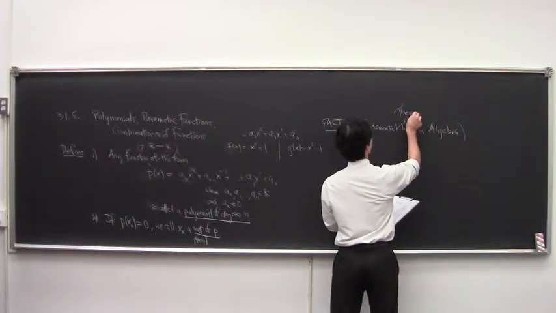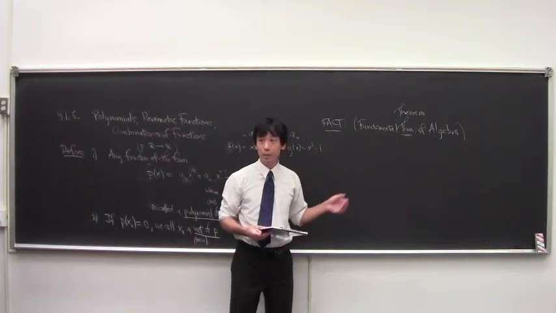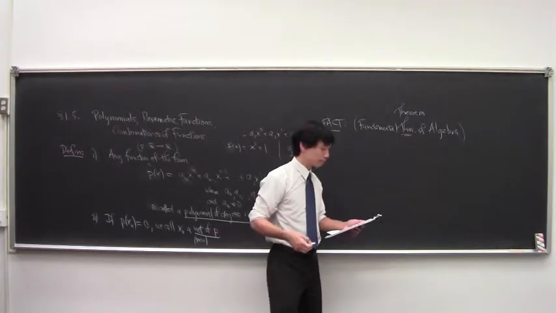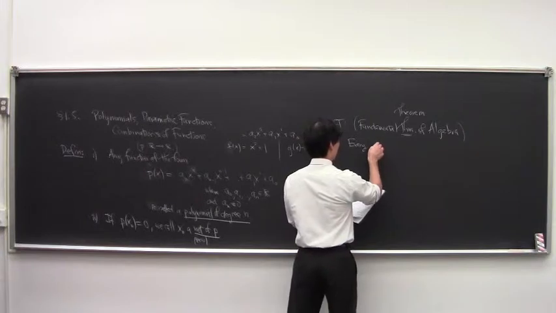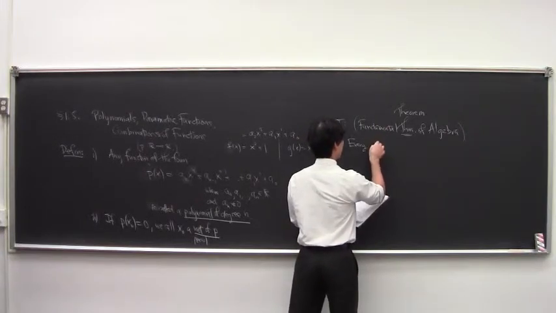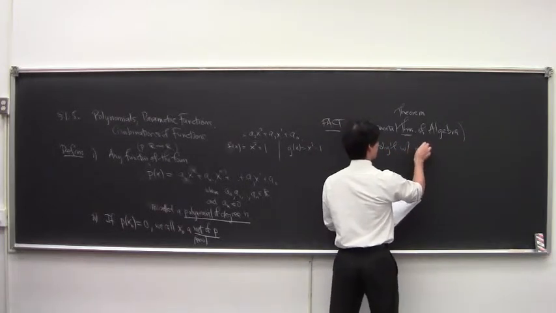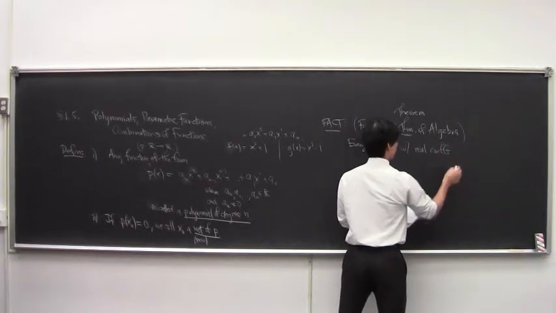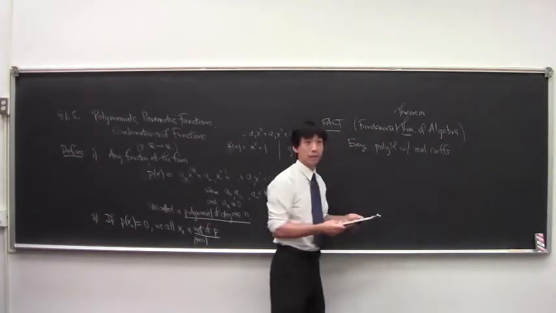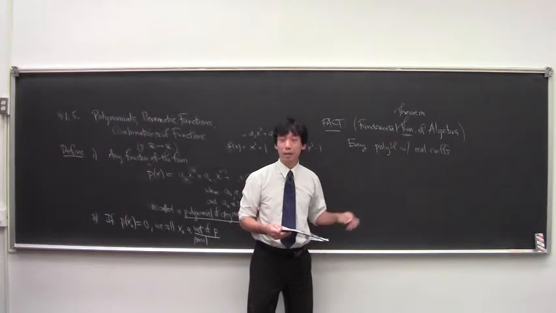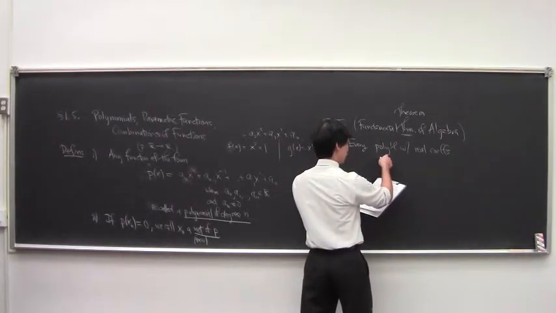Fundamental theorem, abbreviated theorem. It's the fundamental theorem of algebra. So every polynomial with real coefficients, which are the ones that we are going to be dealing with. In this course, everything is real. We're not going to be talking about complex numbers. Okay, so real numbers only. Every polynomial.